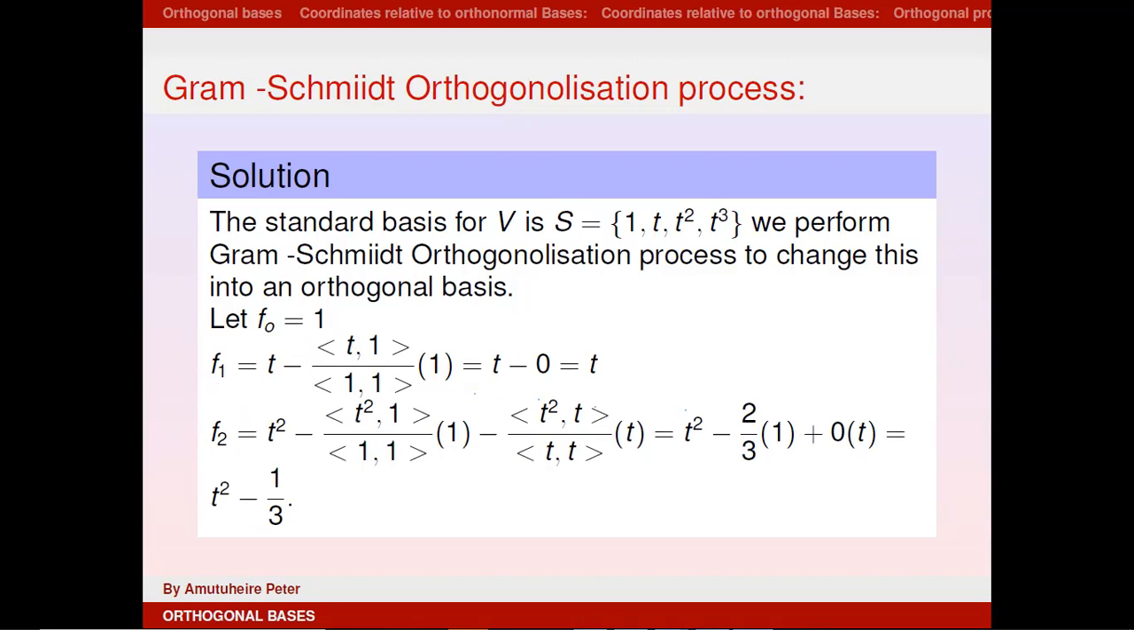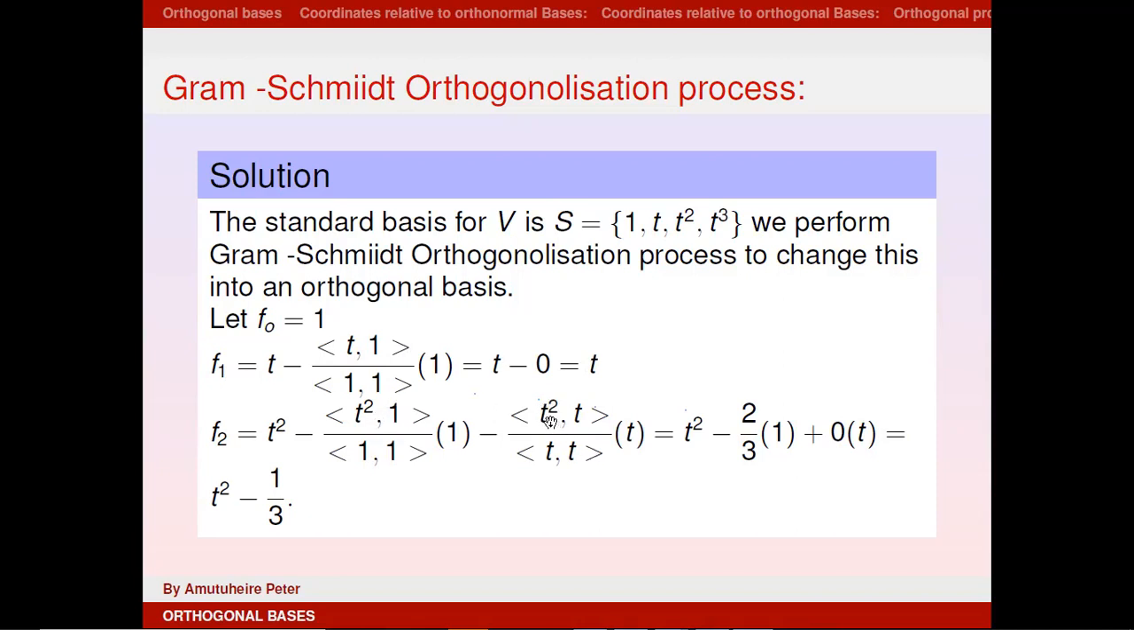To get the second basis element in the orthogonal basis, we first compute the component of T squared that is orthogonal to the space W2, which is spanned by F1 and F naught. So that is T squared minus the projection. For F naught, that is the inner product of T squared with 1 times 1 plus the term for F1.